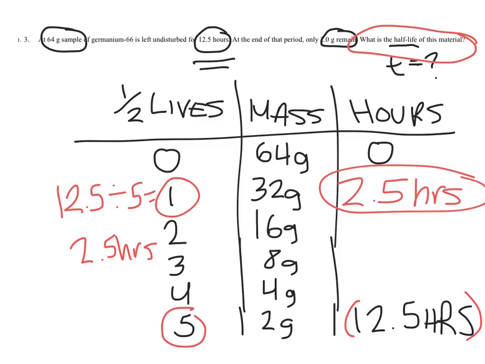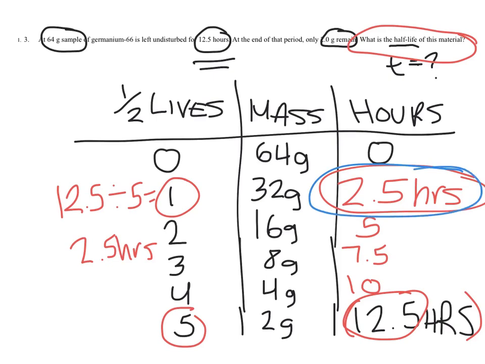Now if you don't believe it, add them up. 2.5 hours plus 2.5 hours is 5 hours. 5 hours plus 2.5 again is 7.5. 7.5 plus 2.5 again gives you 10 hours. And 10 plus 2.5 hours gives you 12.5. We're back to the original number we were given. So it's set. 2.5 hours is the length of the half-life for this specific isotope, germanium-66.